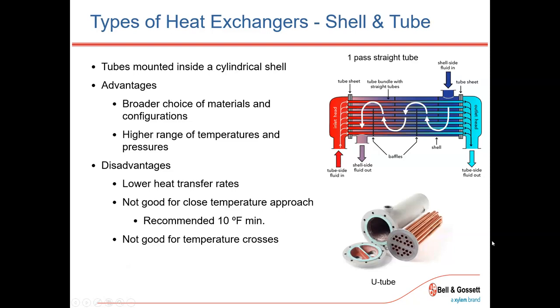So the first one we're going to take a look at is the shell and tube heat exchanger. On the bottom right just gives you an idea of what would happen if you were to pull that tube bundle out. You'll notice that the tube bundle is not fixed on the far end.